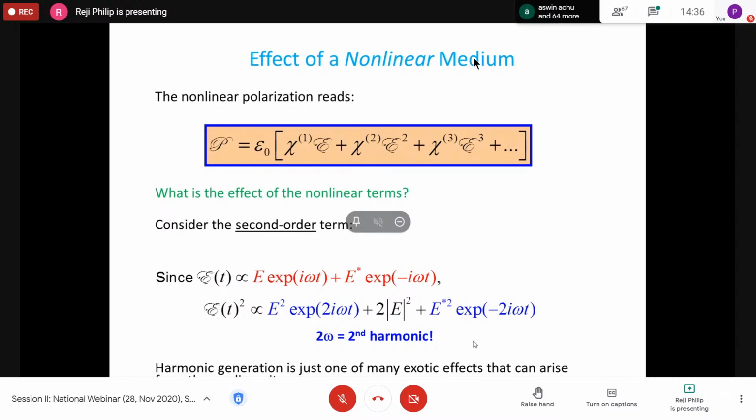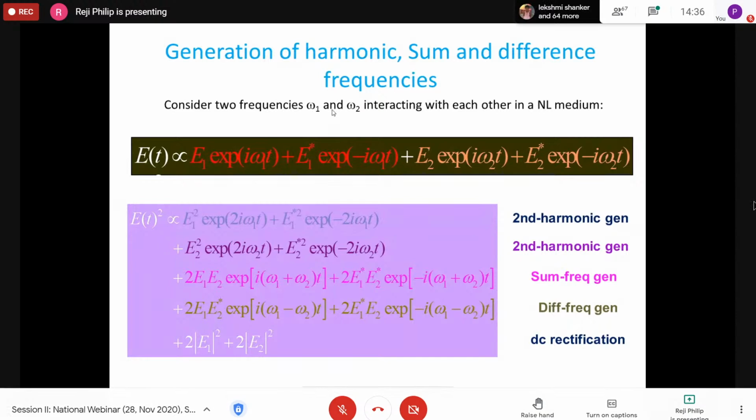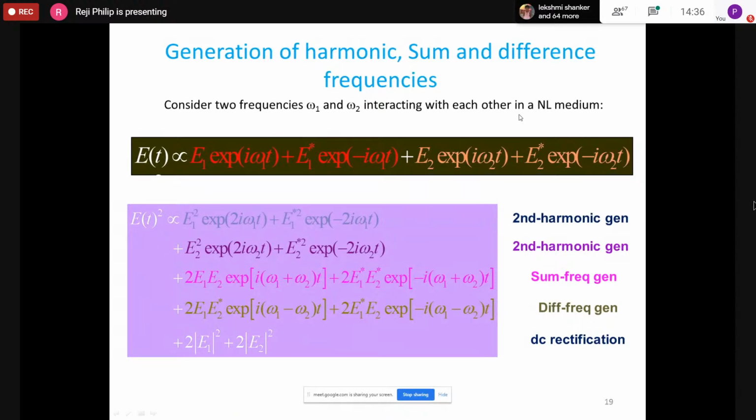In fact, second harmonic is just one of the many NLO effects that can happen. To see this in a more generic way, let's consider two different frequencies, omega 1 and omega 2, interacting with each other in a nonlinear medium. Therefore, E(t) is now proportional to E1 e to the power i omega 1 t plus E1 star e to the power minus i omega 1 t plus E2 e to the power i omega 2 t plus E2 star e to the power minus i omega 2 t. So this is what E(t) is.